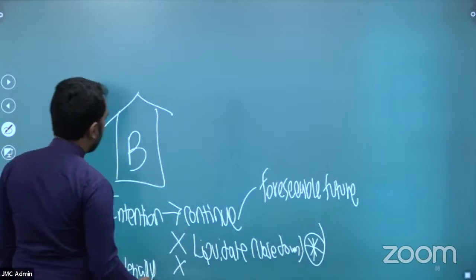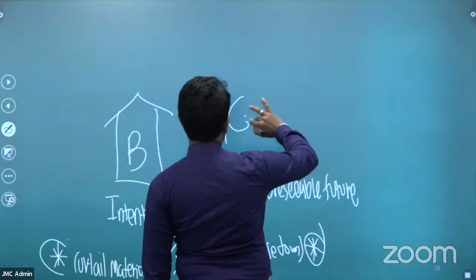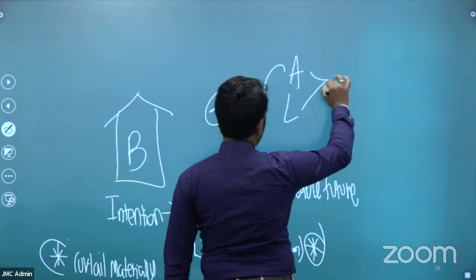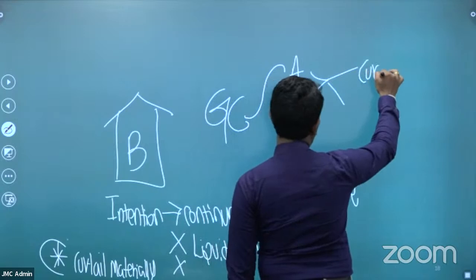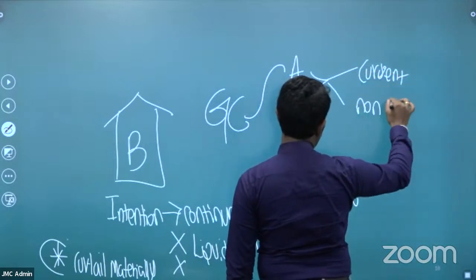Right? Therefore, in the presence of going concern, guys, what we do is all the assets and the liabilities we classify as current and non-current.